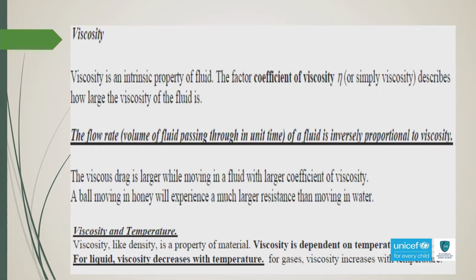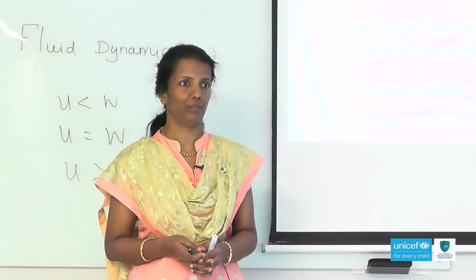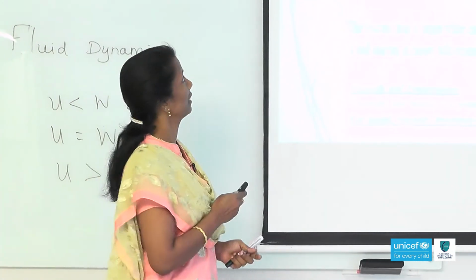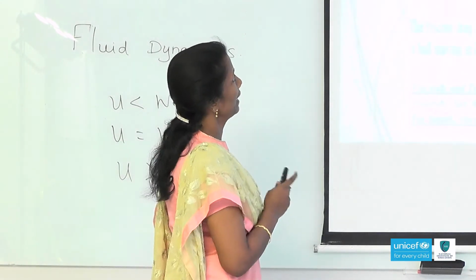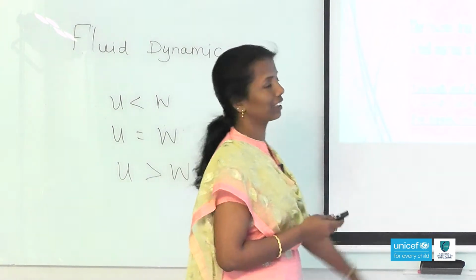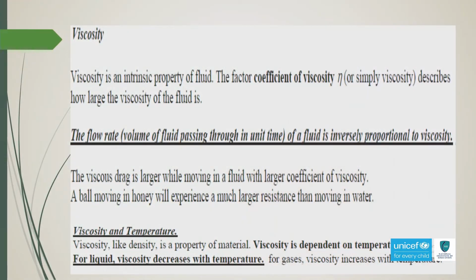Now, let us see this viscous drag. We said something about the viscous drag. How exactly does the viscous drag arise in a fluid? It is due to the intrinsic property of the fluid, what we call the viscosity of the fluid. So, what is this viscosity? It's the intrinsic property of the fluid, the quantity which is the measure of the stickiness of the fluid. More the stickiness, more would be the viscous force or viscosity.